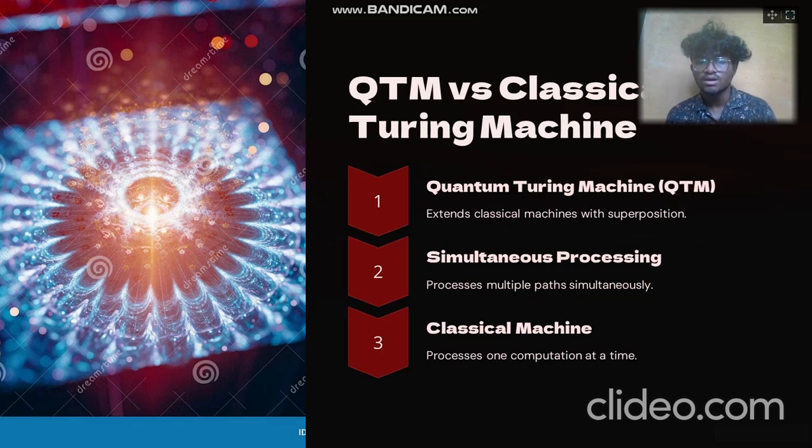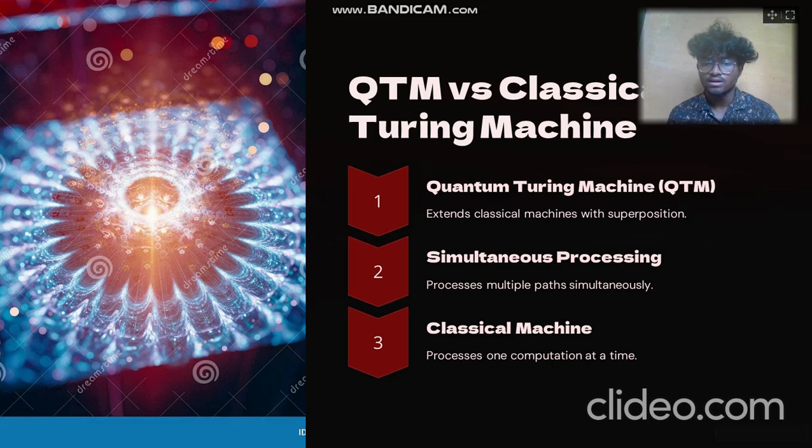The next one is the quantum Turing machine versus the classical Turing machine. Now the main part is going to start. I set the data flow like a data flow diagram. The first one is the quantum Turing machine, QTM, which extends classical machines with superposition. The second one is simultaneous processing, which processes multiple paths in a simultaneous way. And the third one is the classical machine, which processes one computation at one time. So these are the three things.